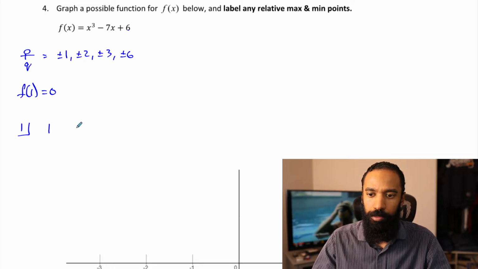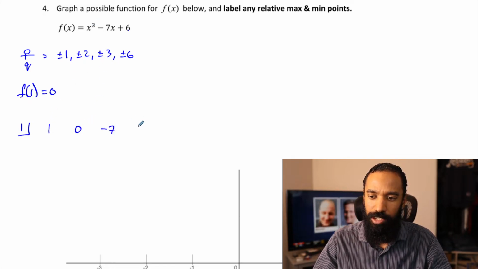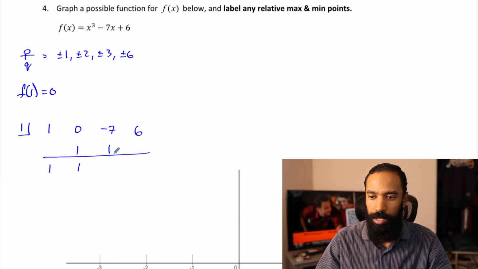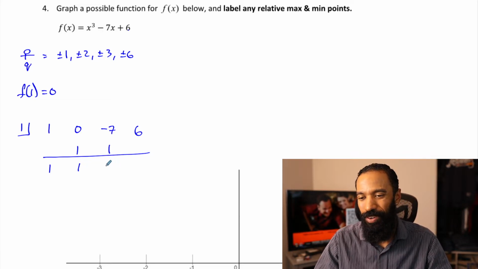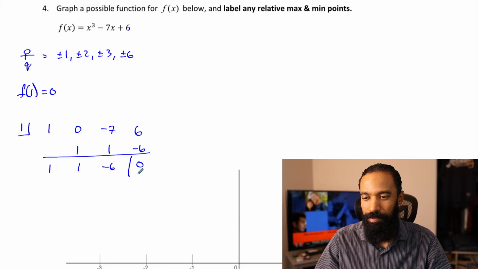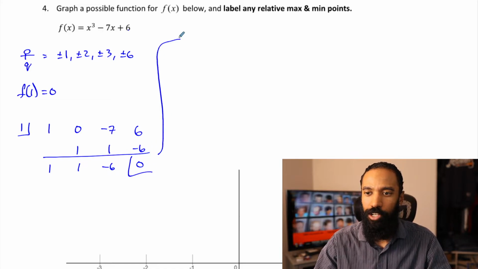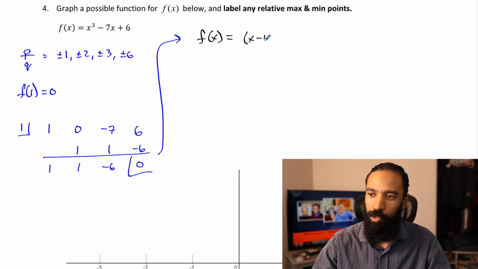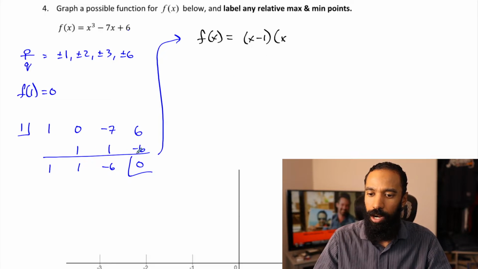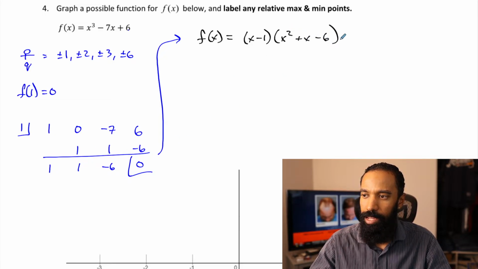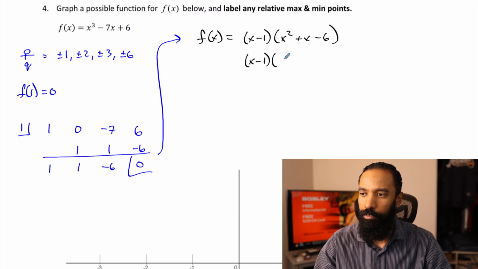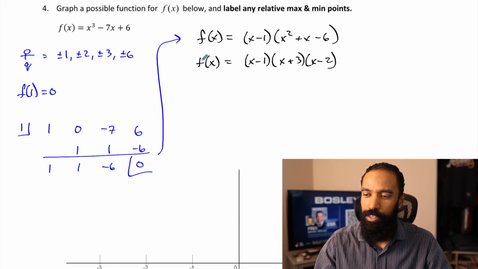Now this is 1x cubed plus 0x squared minus 7x plus 6. Do not forget that 0. It is very crucial to this problem. 1 times 1 is 1, plus 1 is 1, times 1 is 1. Negative 7 plus 1 is negative 6, times 1 is negative 6, plus 6 is 0. So ultimately, f of x equals, if 1 is your root, then x minus 1 is a factor. And then we have 1x squared plus 1x minus 6. Now x squared plus x minus 6 can factor a little bit further. We can get x plus 3 times x minus 2. So that is the factorization of this guy right here.